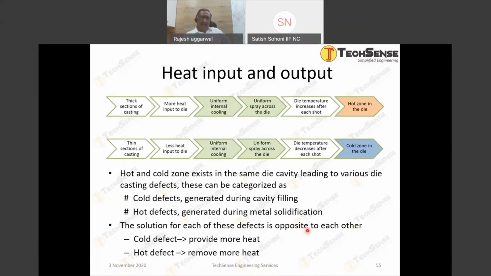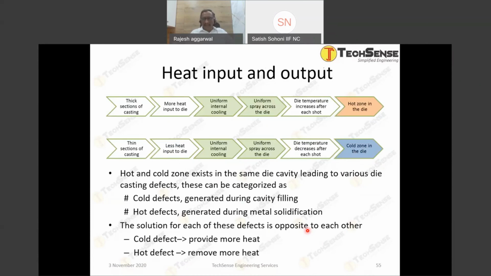So what we're trying to say is, the hot and cold zones exist in the same die cavity, leading to various die casting defects, right? That's where we are trying to categorize these defects as cold defects and hot defects. The cold defects are generated during the cavity filling, as the metal is freezing before the cavity is filled, and the hot defects are generated during metal solidification. That's the reason for categorizing the defects in these two categories. The solution for each of these defects is opposite to each other.